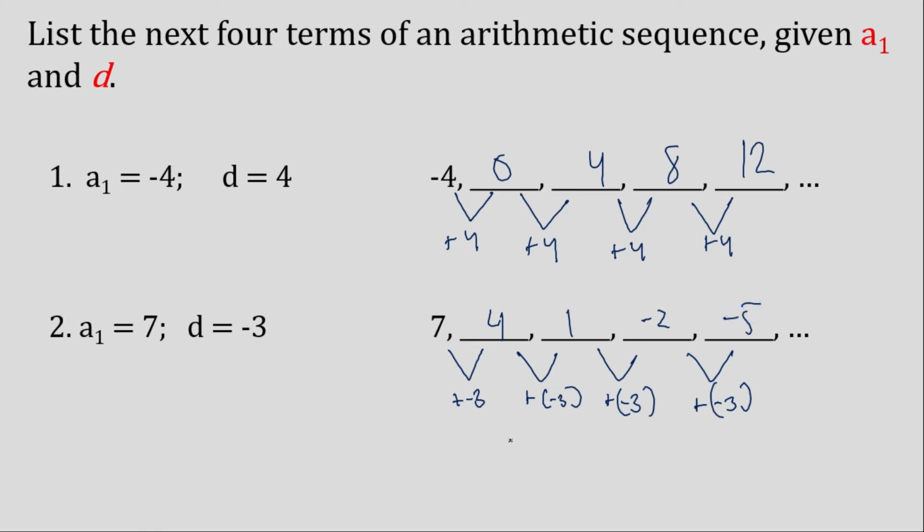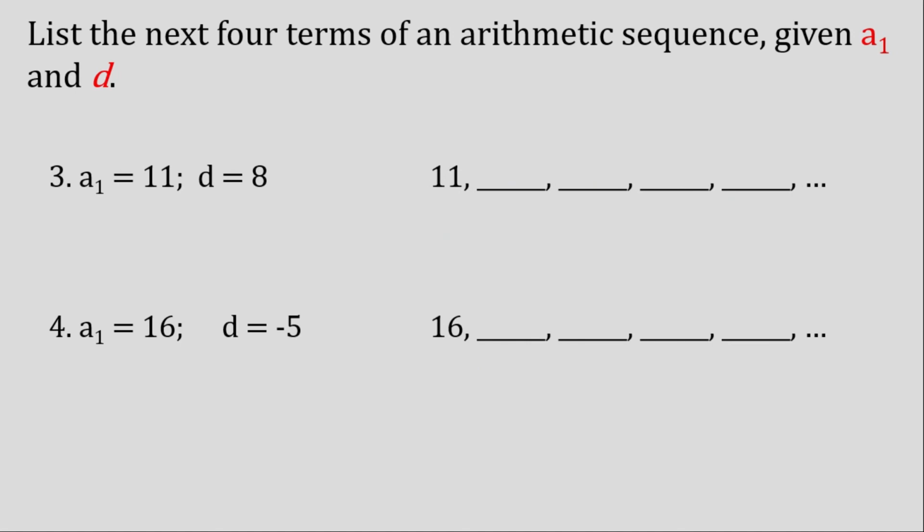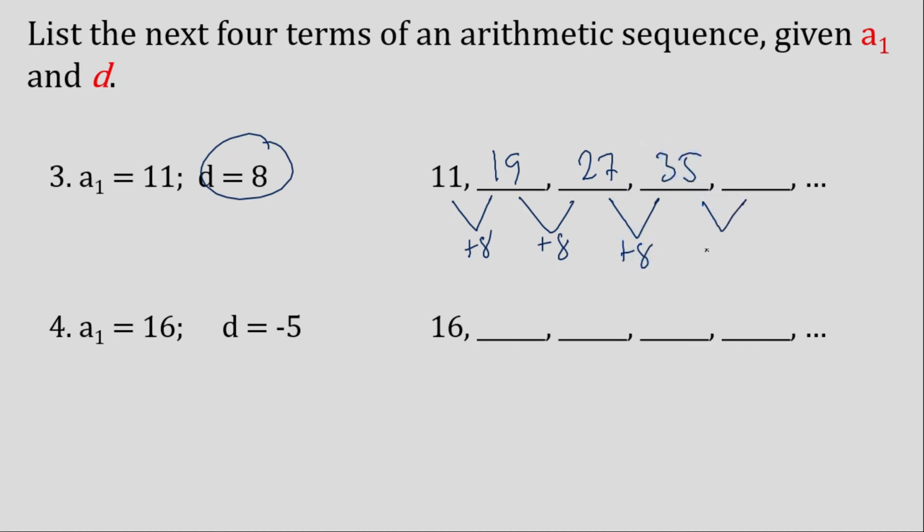So that is the answer for 1 and 2. Now let's go to number 3. All we have to do is to add this, 8. 11 plus 8 is 19. 19 plus 8 is 27. 27 plus 8 is 35. 35 plus 8 is 43. So, tama ba? Let's make that check. That is correct.